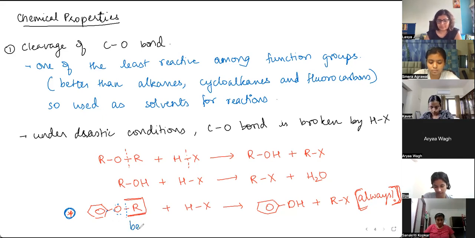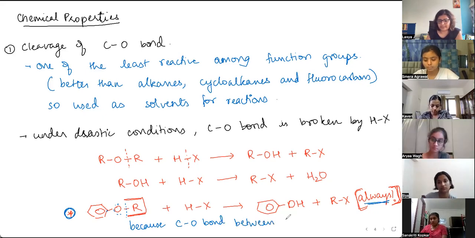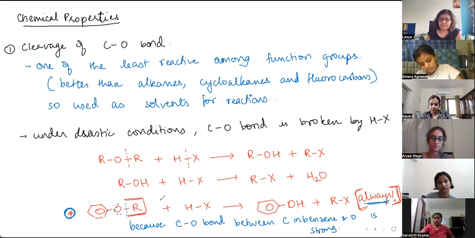So this is because, like always, why is this the case? Because the C-O bond between the benzene ring, the phenyl carbon, and oxygen is strong. And why is it strong? Because of resonance, and it has a partial double bond characteristic.